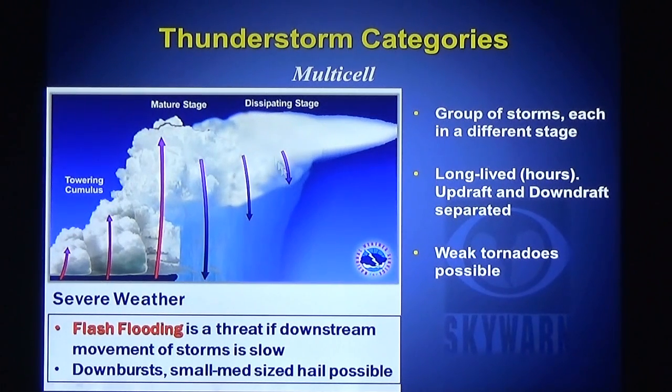As this thunderstorm dies out, a new one forms here. Again, these individual storms are short-lived, but the entire system is very long-lived because, again, as one storm dies out, another one forms. Flash flooding is a main threat with these multicell storms.